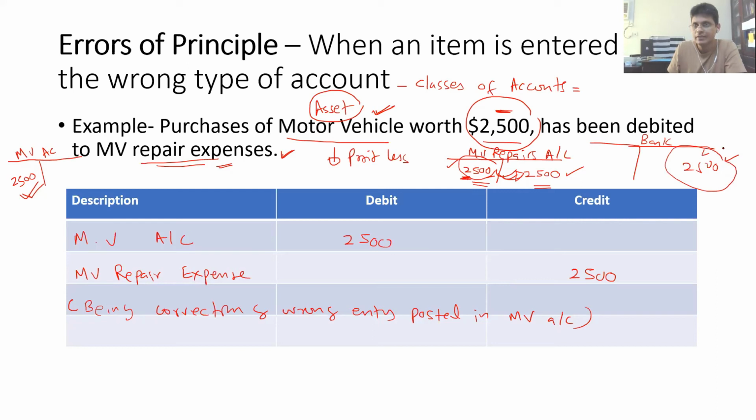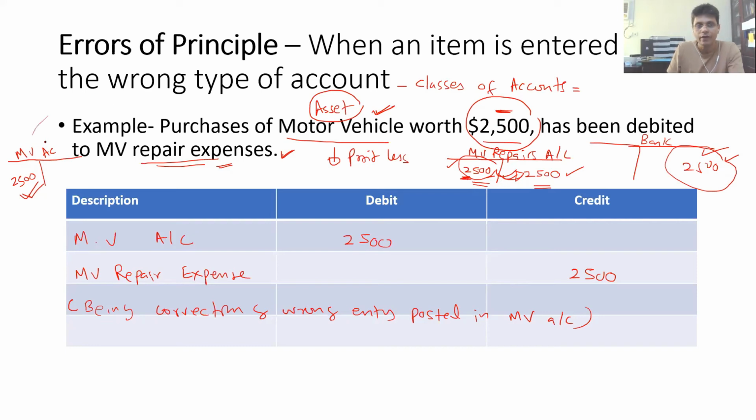Okay. This entry is correct, Tuta. So what is the error that you have made here? It's a principal error. Okay. So principal error means you have recorded in a different classes of accounts.